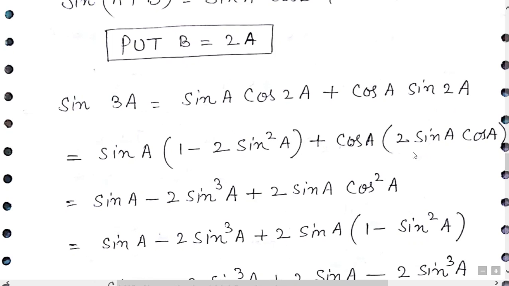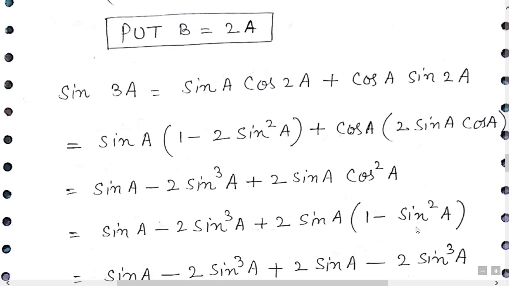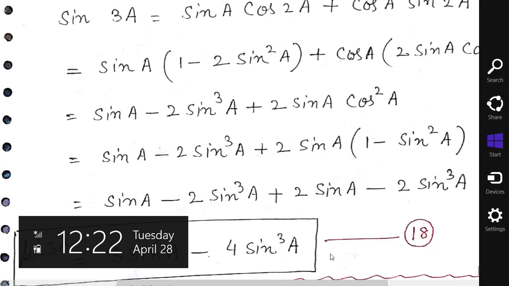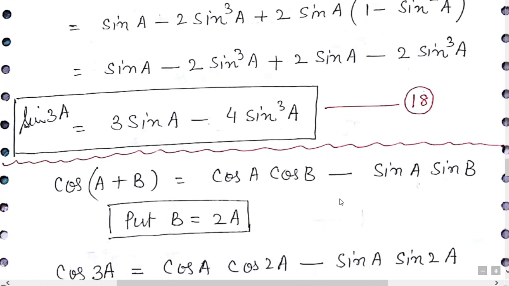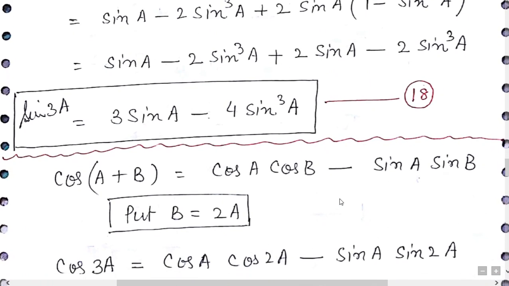2 sin A cos A, it's sin 2A. Then convert cos square A into 1 minus sin square A. Now multiply the terms: sin A minus 2 sin cube A, 2 sin A minus 2 sin cube A. It means you can obtain the answer as 3 sin A minus 4 sin cube A.